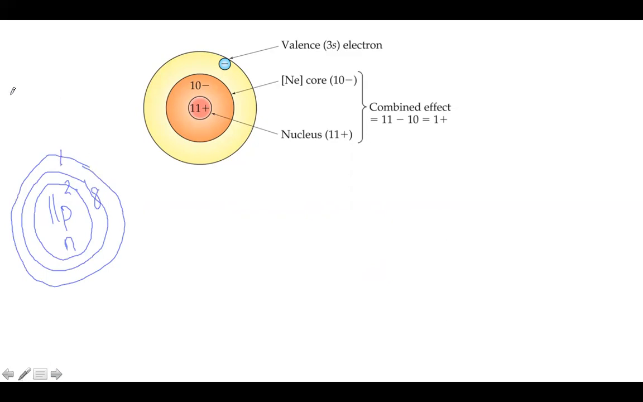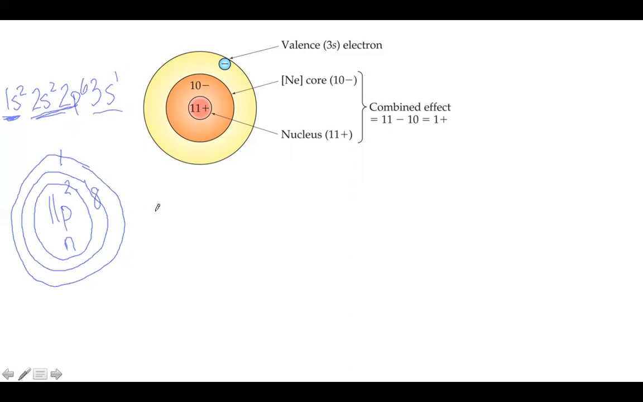And again, how you can get those is if you write out the full electron configuration, we see that the first principal energy level has 2 electrons. The second one has 2 and 6, or 8, and then the third one has 1.